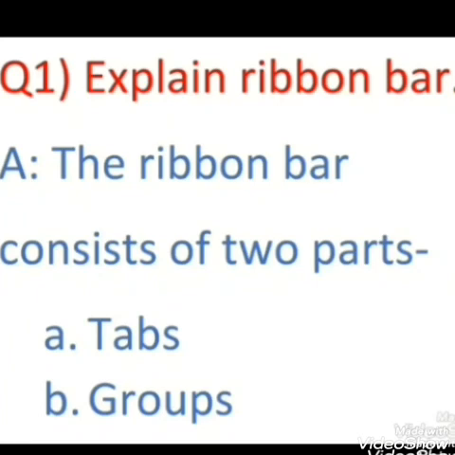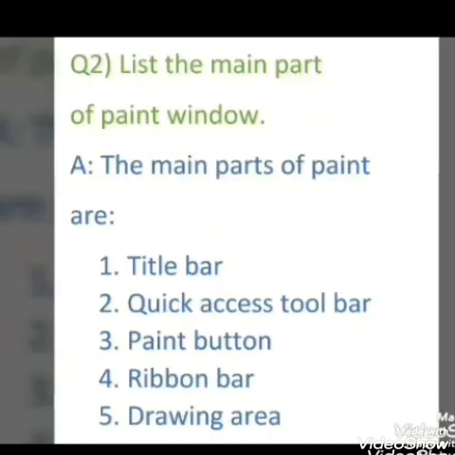Question 1. Explain ribbon bar. Answer. The ribbon bar consists of two parts. A. Tabs. B. Groups. Question 2. List the main parts of paint window. Answer. The main parts of paint are 1. Title bar. 2. Quick access toolbar. 3. Paint button. 4. Ribbon bar. 5. Drawing area.